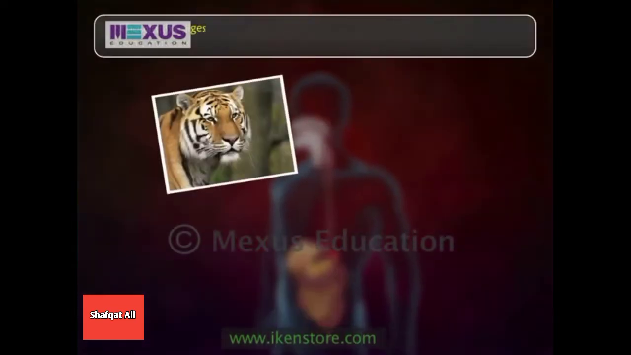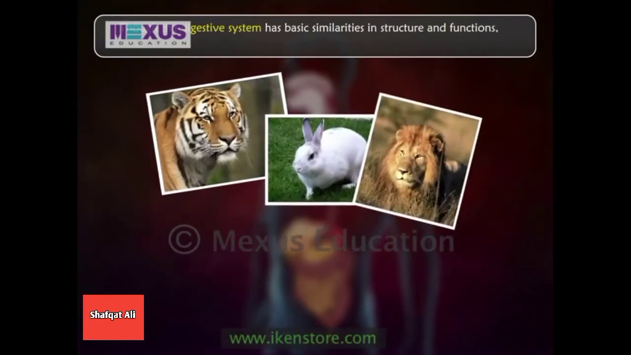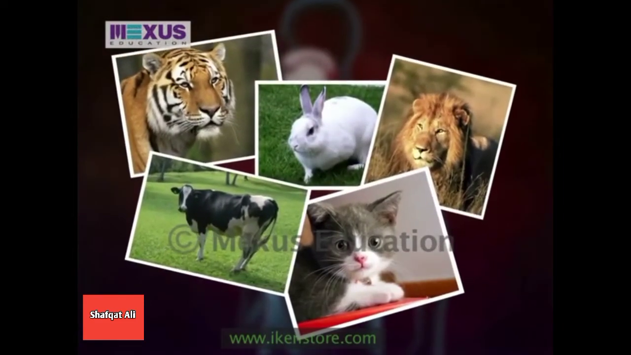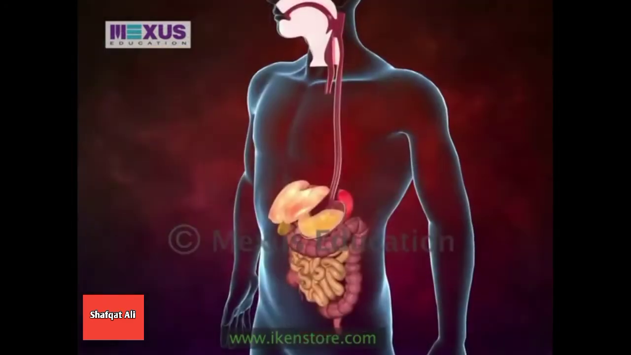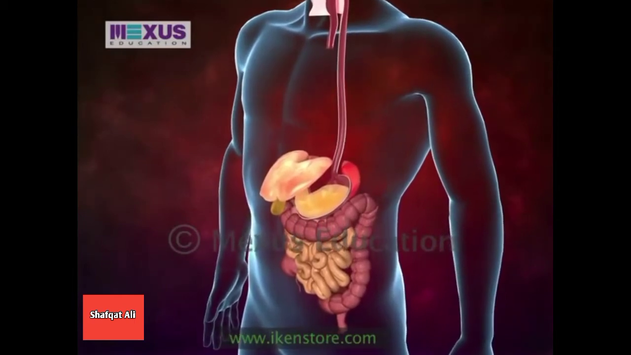Though the digestive system has basic similarities in structure and functions, it differs widely in different animals. Let us discuss the digestive system of mammals. Let's take an example of the human digestive system.